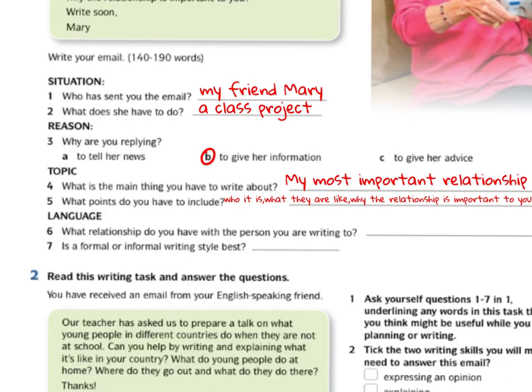And the last one is you have to determine what kind of language you need to use. What relationship do you have with the person you are writing to? So who is Mary? She is my friend. And number 7, is a formal or informal writing style best? Of course, informal. If you have already answered all these questions, then you can start writing your email.